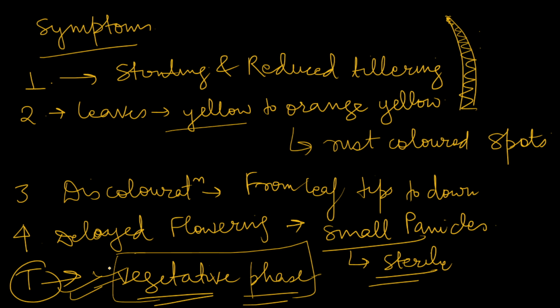Now, how can we manage this disease? Management strategy is one of the major things we should know. So, management of Tungro disease. Obviously, we will go for integrated disease management, that is IDM. Here we will use cultural methods, chemical methods, and trap methods. All those things should be used.